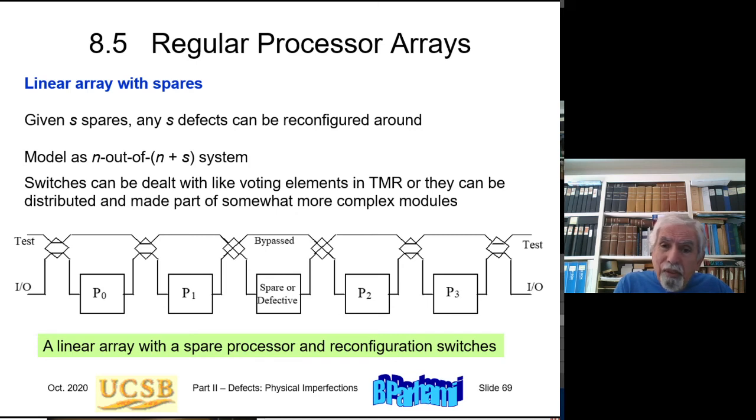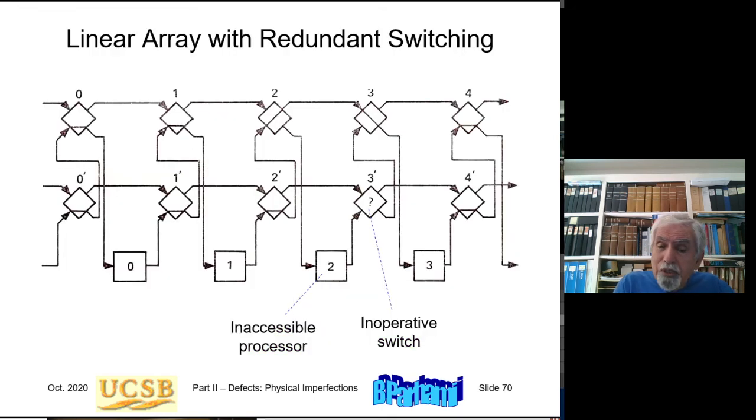Now, this linear processor array I showed you before: if I'm worried about those switches becoming a problem, so that defects in switches basically cause low yield, I have the option of making the switches redundant. This is one possible scheme. In this scheme, I have two rows of switches, so that if one of these switches is defective and I can't set it in the proper state that I want, I can avoid that altogether by going around it.